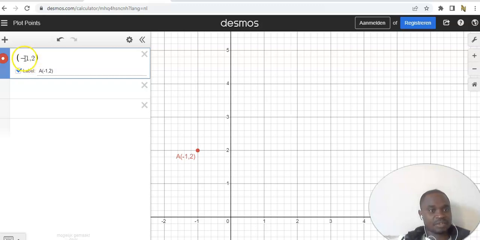Negative, this is x, the first value. So on the x value we must move 1 to the left, so -1, we have moved 1. Then the y value is what? 2, it's +2, so you move 2 up: 1, 2. So this is my point. All right, good. Okay, let's plot another one.